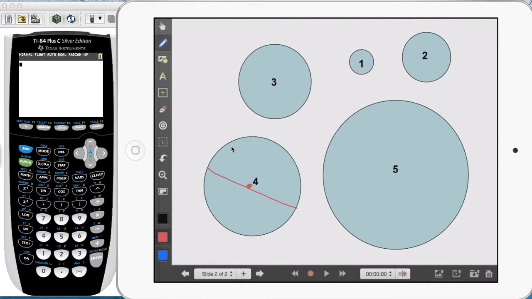So use the ruler and measure that. Do that for every single circle. So go ahead, pause the video and take 2 minutes to do that. Measure the diameter of every single circle.